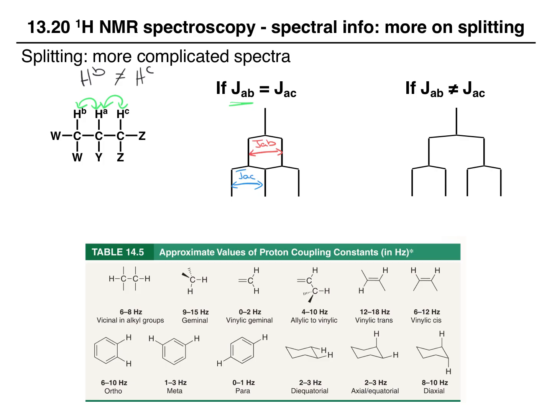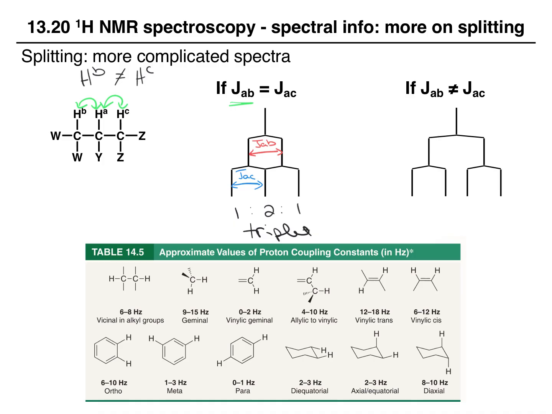Now, if the coupling constant for AB is the exact same as the coupling constant for AC, then when these split, these line up on each other. And what we end up with is a 1 to 2 to 1 triplet. So even if the hydrogens are not chemically equivalent to each other, it's possible that the coupling constants are the same.